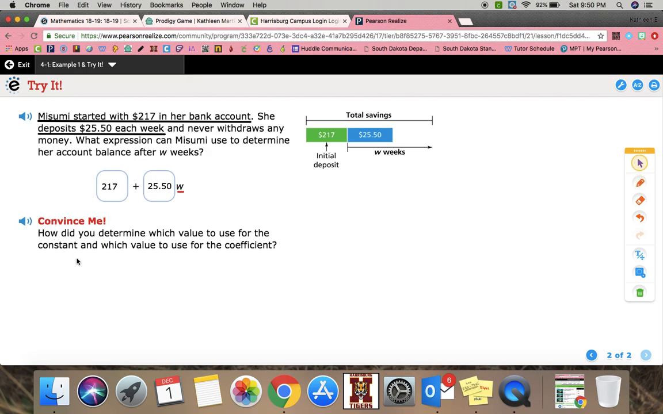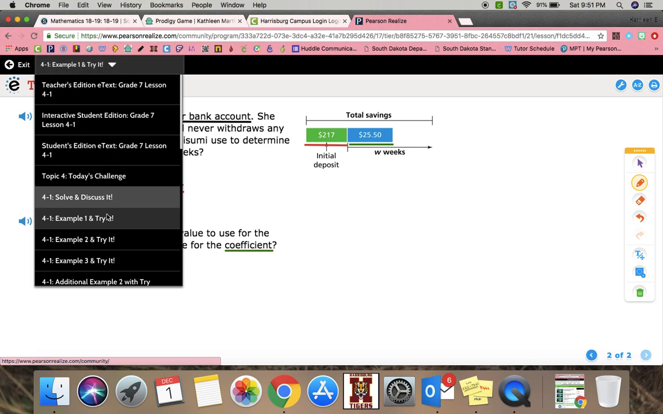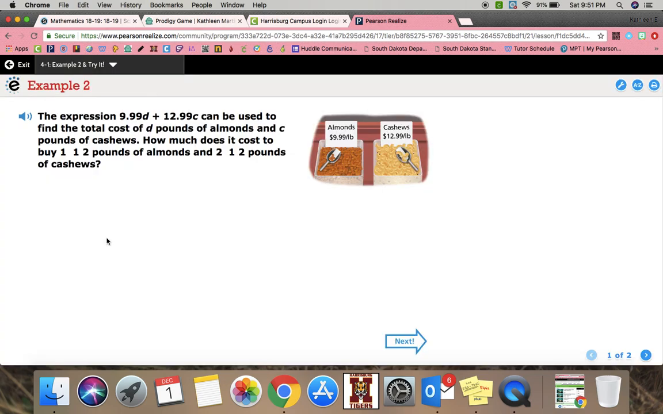So then it says, convince me, how do you determine which value to use for the constant and which value to use for the coefficient? Okay, the way we know what to use for the constant here is that that is the thing that only happens once. And the way that we determine what value to use for the coefficient is that is the thing that happens more than once. Okay, so that's how we determined how to write this equation here. So we're going to go to example 2 and try it here.